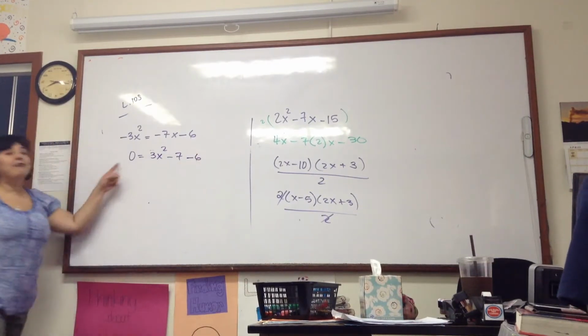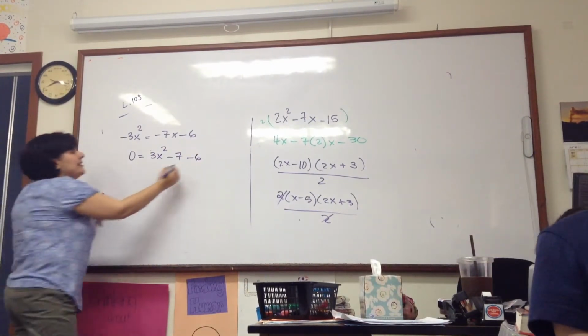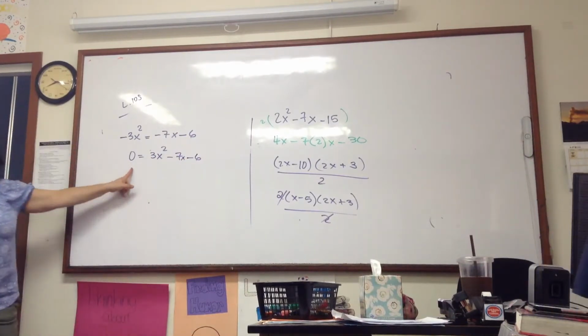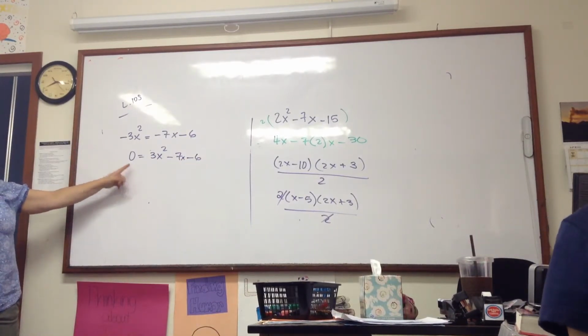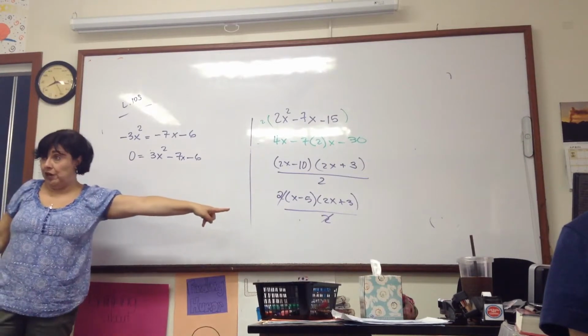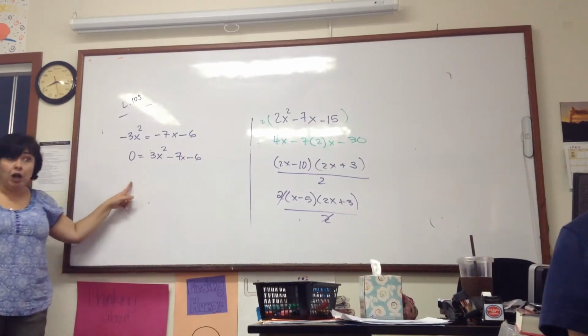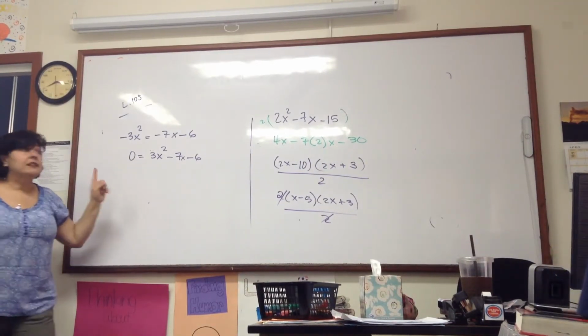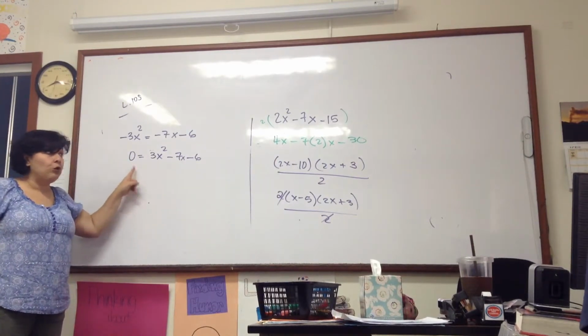If you get a 0 here, you know you have to solve for x. So you have to go one more step than over here. This was just factoring. This is solving. Do you see the difference? The difference is this one has an equal sign and that one doesn't.